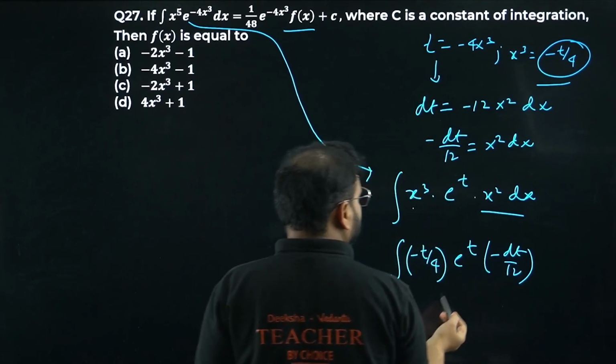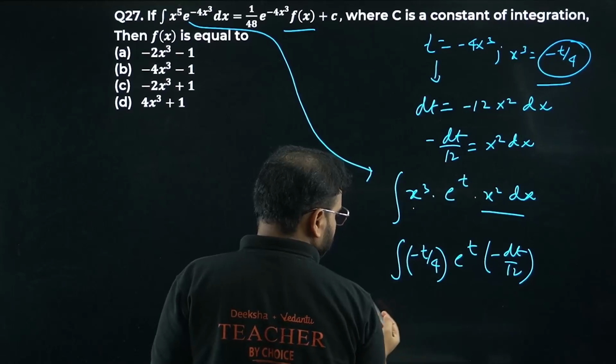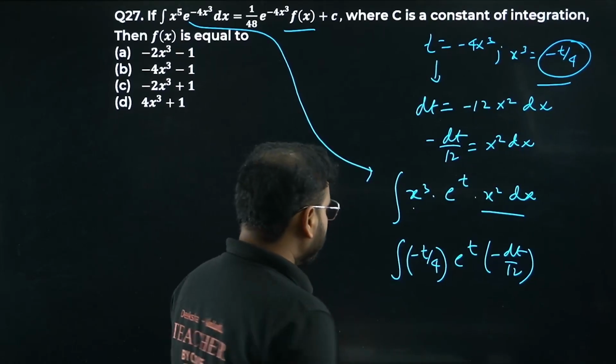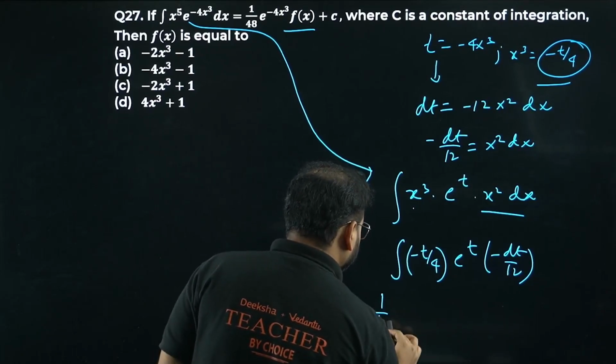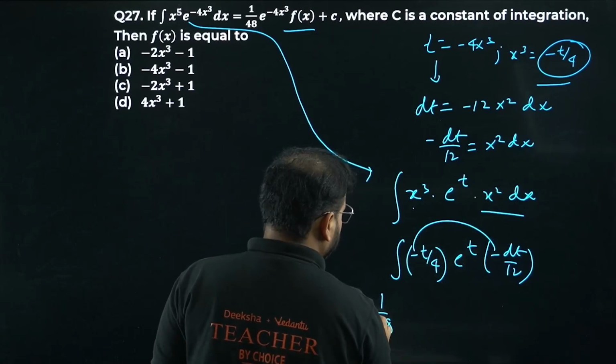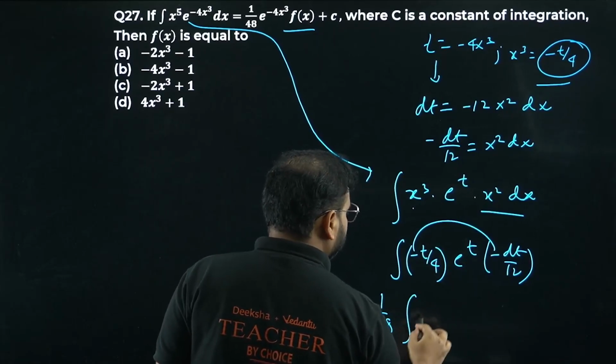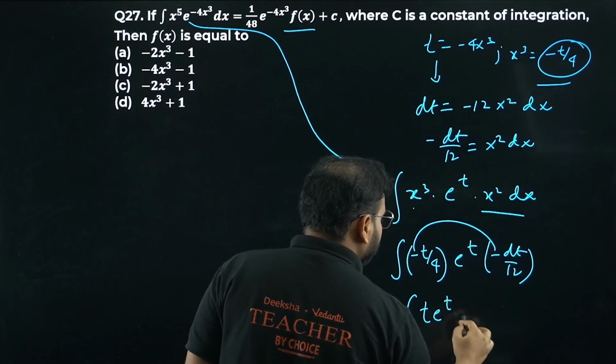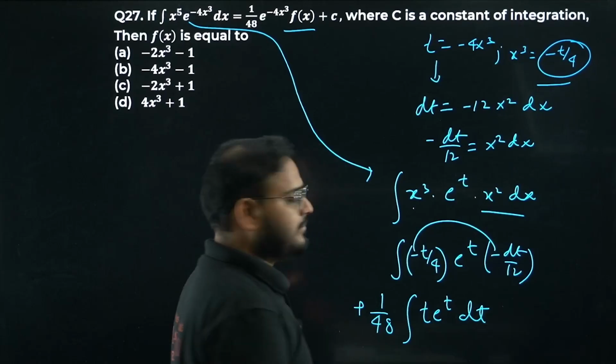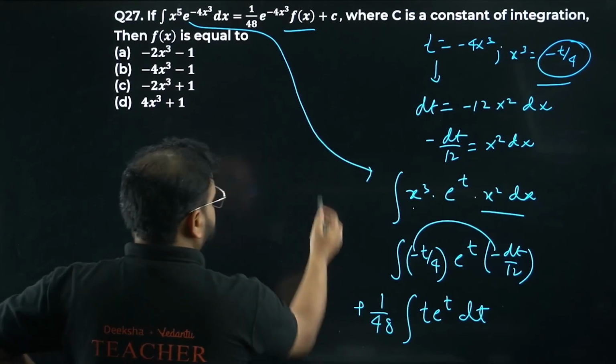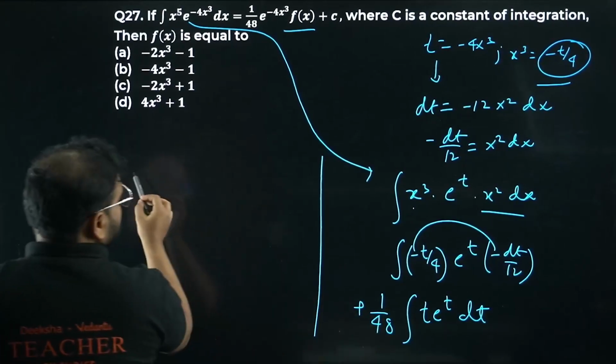Okay. You can see here I'm getting this 4 and 12, right? So I'll have that value as 48. So 1 by 48. Minus into minus will become plus only, na? So plus integration of t e^t dt is left. Integrate this. We have the standard formula for this.